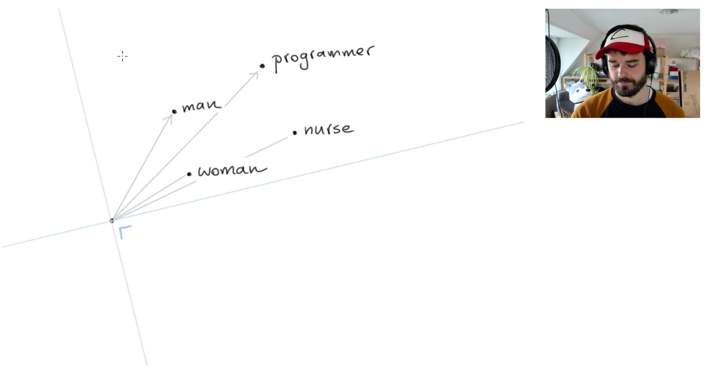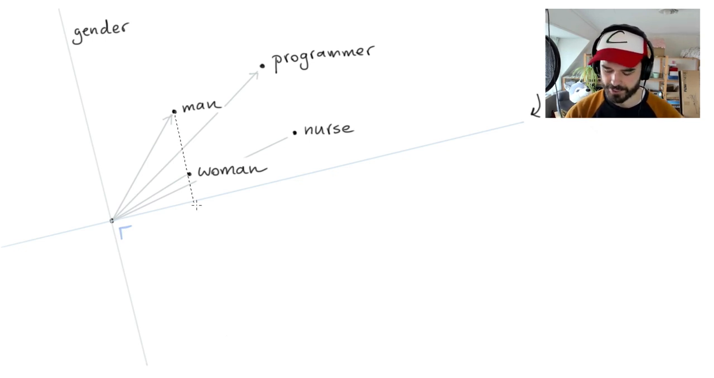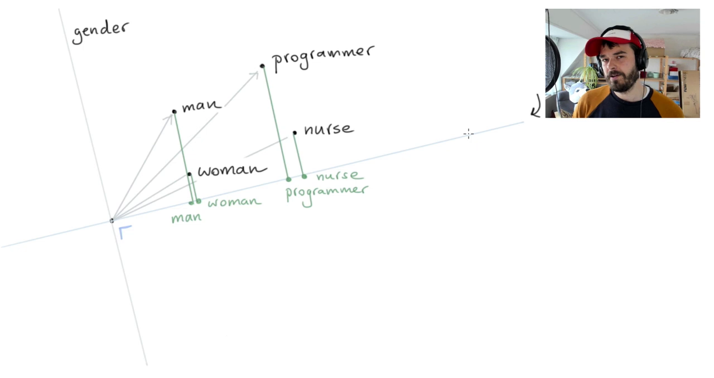Now the idea here is that if this axis were actually to represent gender, everything on this line would have gender equal to zero. And theoretically, that means that I might be able to just go ahead and project words down onto that axis. And the hope is that by moving these points this way, you might be able to remove some of the gender bias. Because in this case, man and woman are closer together, and programmer and nurse are also closer together, so we might have been able to remove a lot of bias.